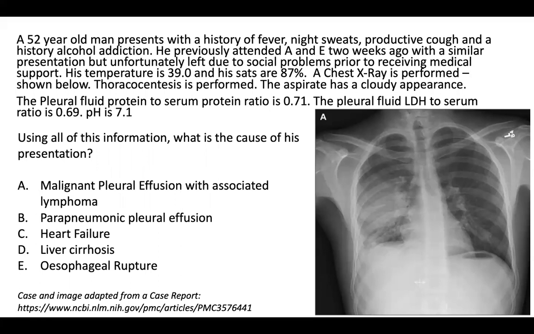Yes, it does. Then we've got our thoracocentesis. We've got a cloudy appearance. Does that fit with it being infective? Yeah, absolutely. Same as with a lumbar puncture, when it looks a bit cloudy, you're thinking infective. Something is going on here.